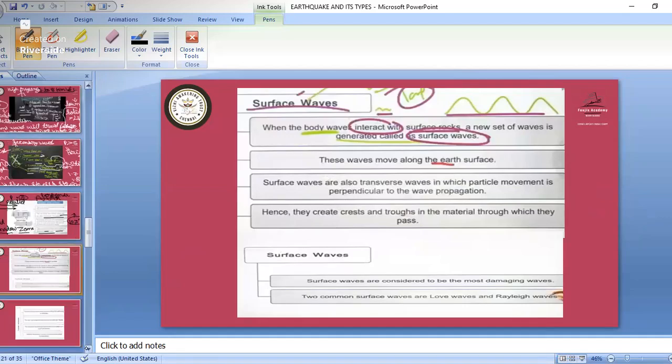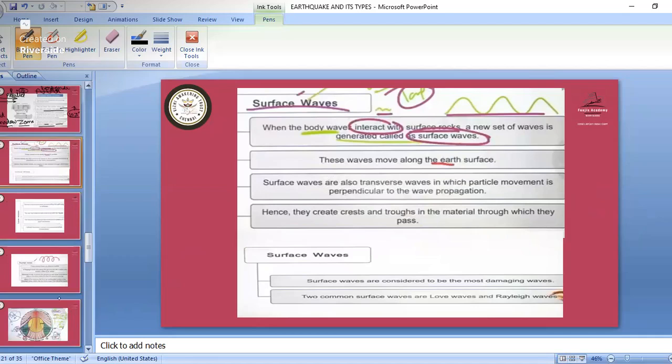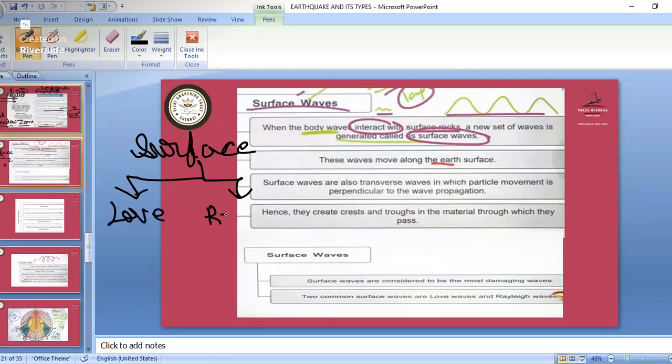If you see regarding surface waves, this surface wave is also of two types. One is the Love wave, and the other one is the Rayleigh wave. This surface wave, we already saw, is being felt on the surface of the earth.